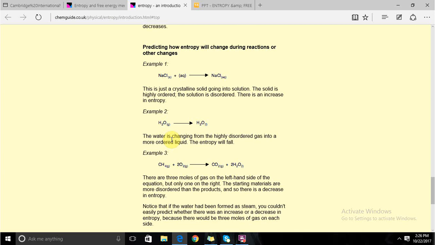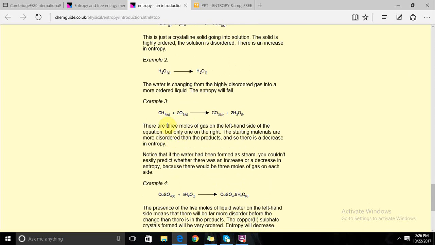Entropy is falling, and then there is the reaction combustion of methane. We have 3 molecules of gas on the left hand side, but only 1 on the right. And the starting materials are more disordered than the products. And so there is a decrease in the entropy. Notice that if the water had been formed as steam, you couldn't easily predict whether there was an increase or a decrease in the entropy because there would be 3 molecules of gas on each side.